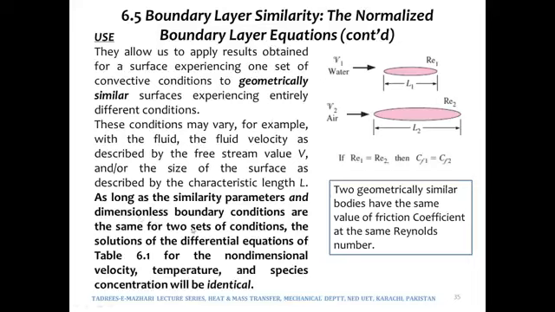So over here, if there are two sets of conditions, etc., etc., the solution of the differential equation of table 6.1 for the non-dimensional velocity, temperature and species concentration will be identical. So what is being said over here is a very important thing: if there are two objects which are geometrically similar, and they have the same sets of conditions, then the solution of the differential equation for table 6.1 would be the same.